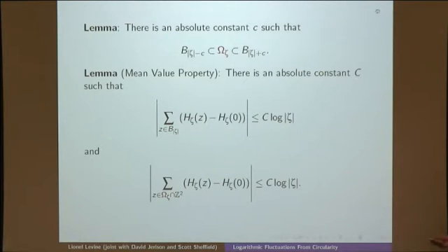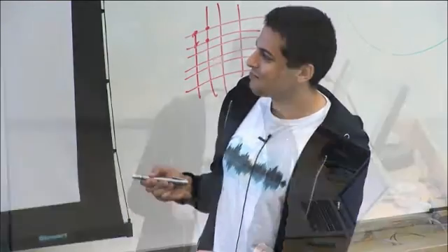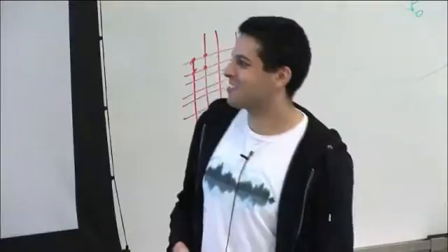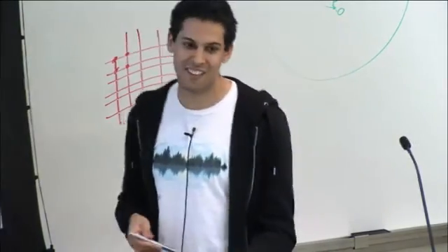And the other thing very closely related to this first lemma that you need to know about this set omega zeta is that there is a mean value property. So if you take your harmonic function and you sum it over the lattice points in omega zeta, well, so you sum h zeta of z minus h zeta of 0. If h zeta were in the continuum, if this sum were an integral, then you would get just 0 by the mean value property of harmonic functions. You can't expect to get exactly 0 in the discrete case, but you get something very small, so only like log of zeta.